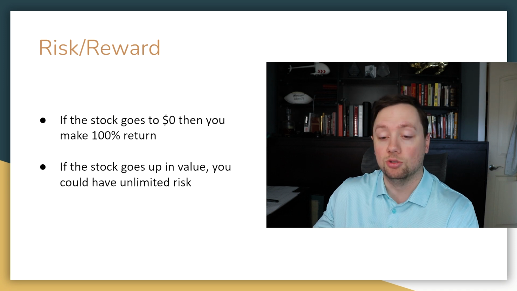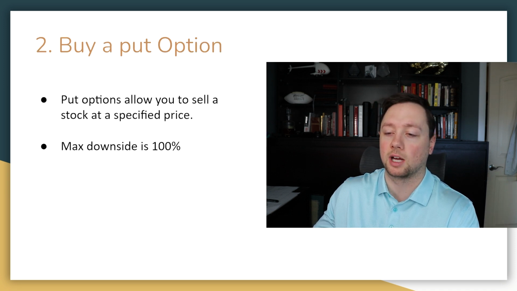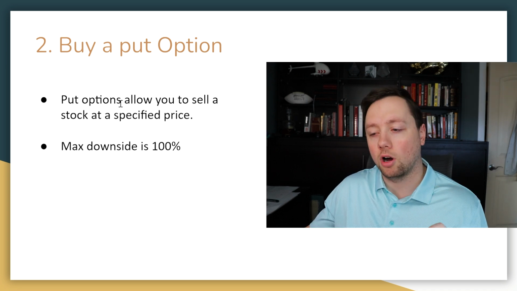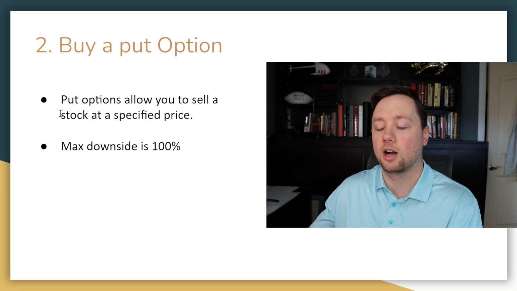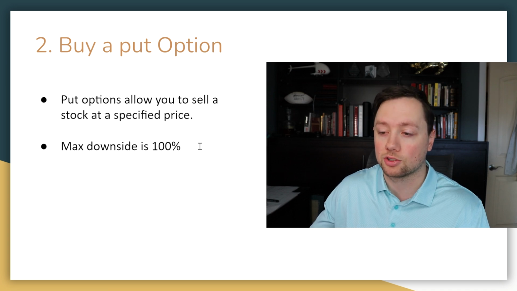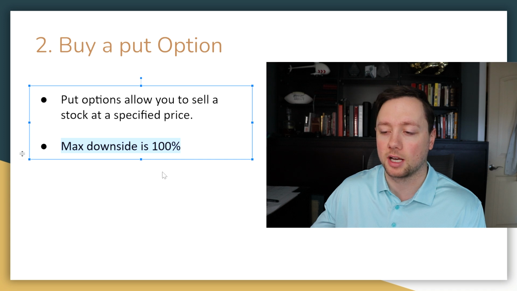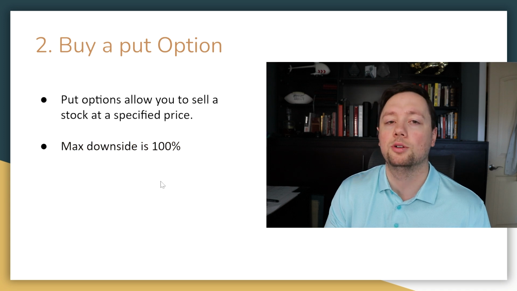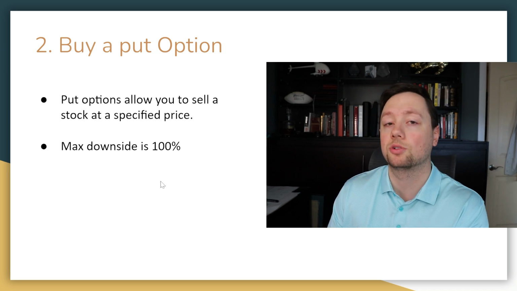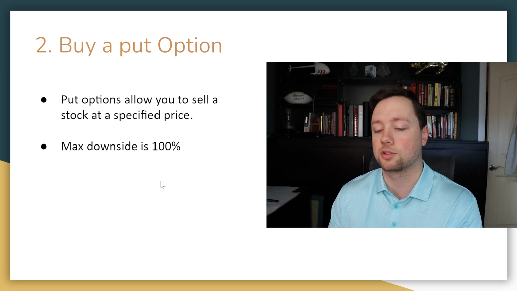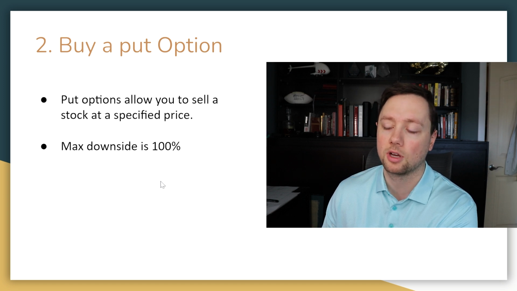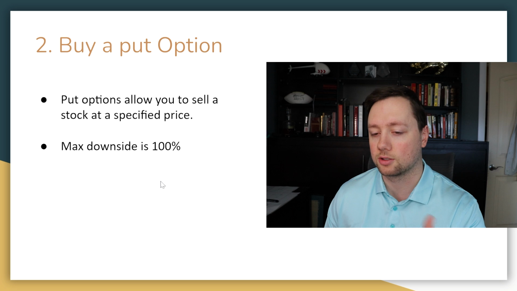Now, to get around that, you do have some other options out there, and that's why I'm giving you two strategies. The second strategy here is to buy a put option. A put option allows you to sell a stock at a specified price. The advantage of a put option over shorting a stock is that it has a maximum downside of 100%, meaning you can only lose the amount of money that you put in. You can never owe money when you're buying a put option, and you also don't need margin in order to buy one. There are a lot of great advantages to buying a put option, and this is usually the strategy that I use, but you do need to understand shorting a stock anyways, so that's why I explained it.